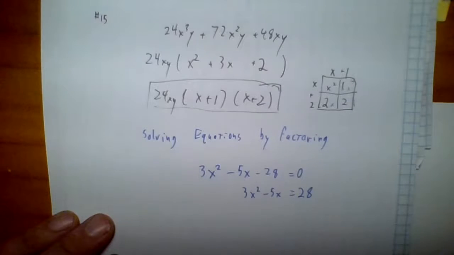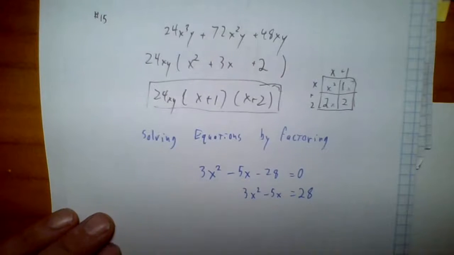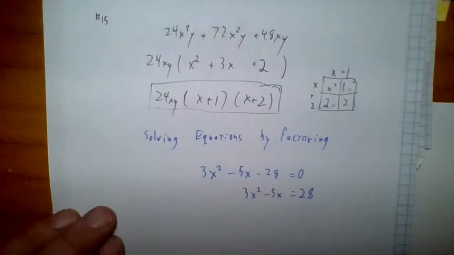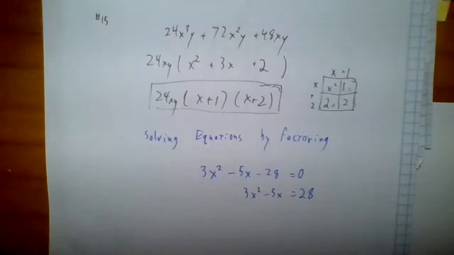And we're going to use a different property that will help us out in that situation. Let me get more light on this. We're going to look at something called a zero factor.